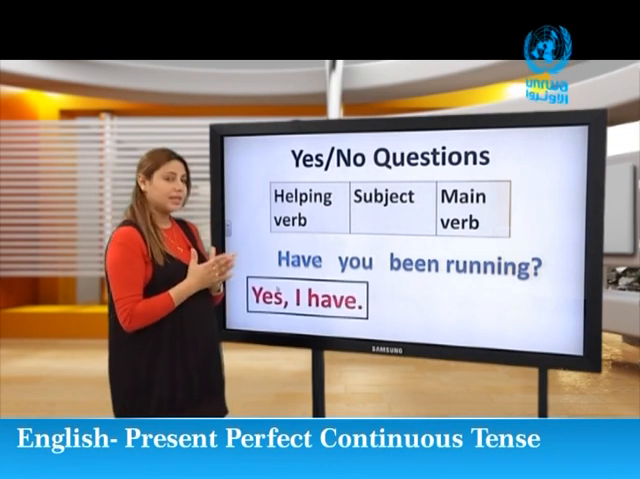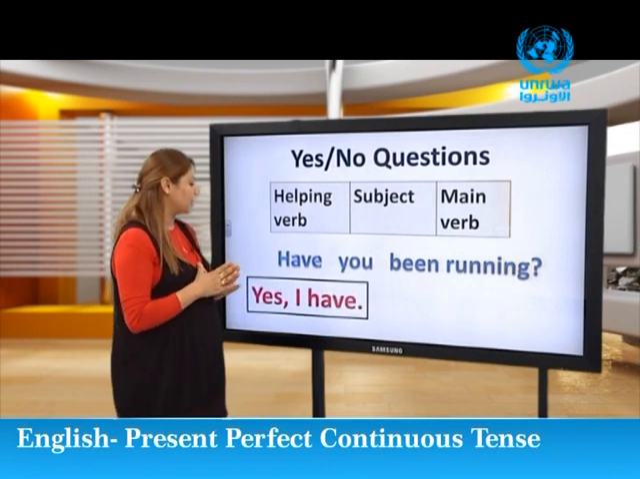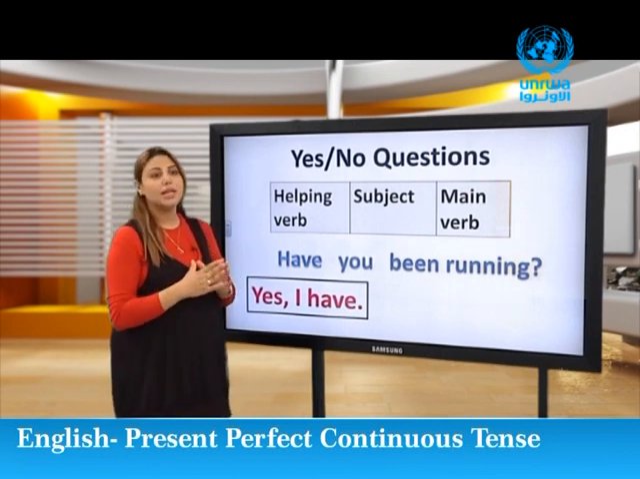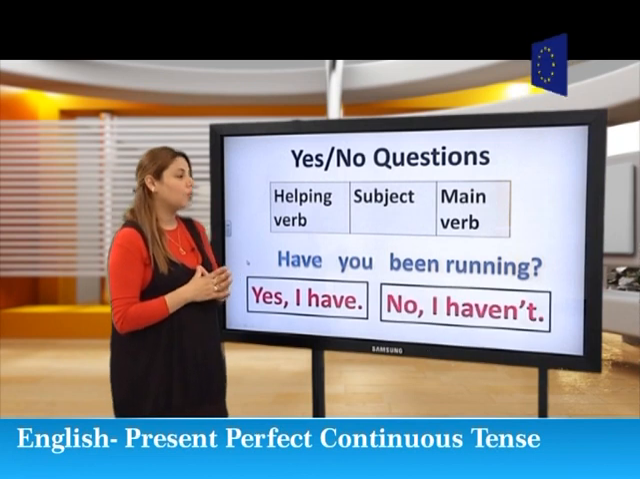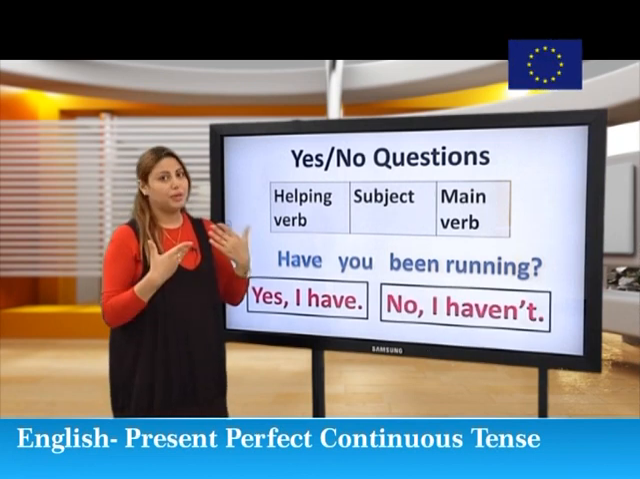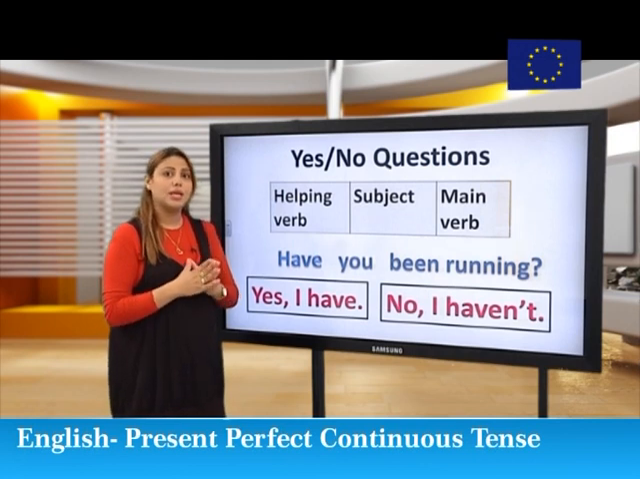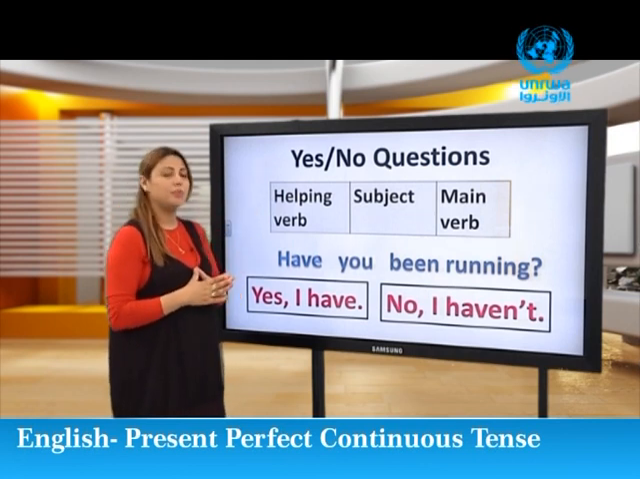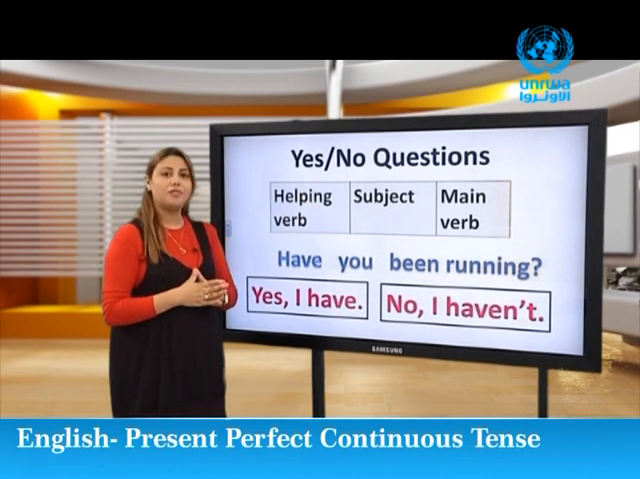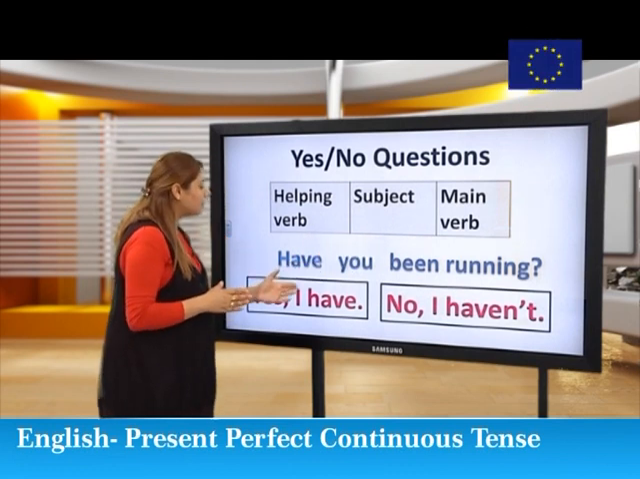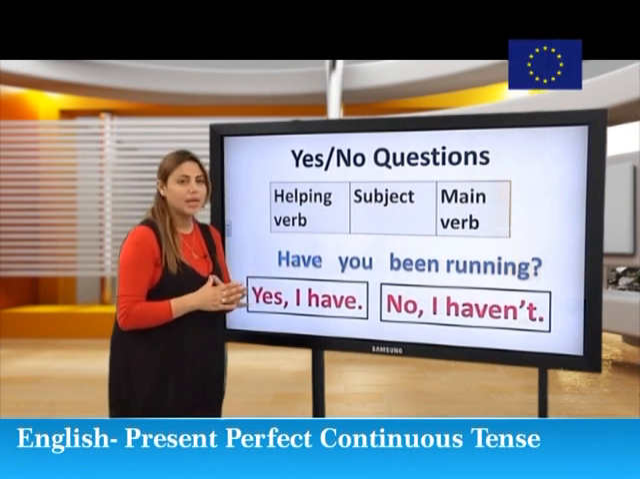Been running تعتبر الفعل الأساسي the main verb of the question. The answer I can say yes I have لأن السؤال بدأ بالفعل المساعد have, or I can say no I haven't. مرة أخرى السؤال في حالة yes no questions يبدأ بالفعل المساعد helping verb، subject الفاعل، main verb الفعل الأساسي. Have you been running? Yes I have or no I haven't.